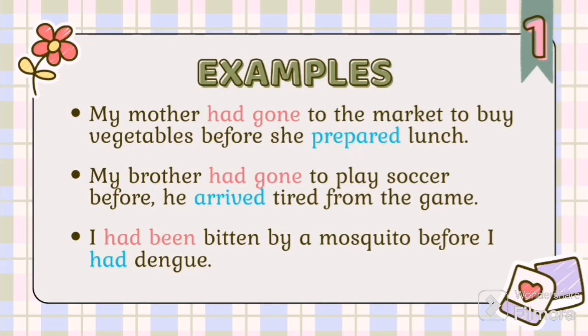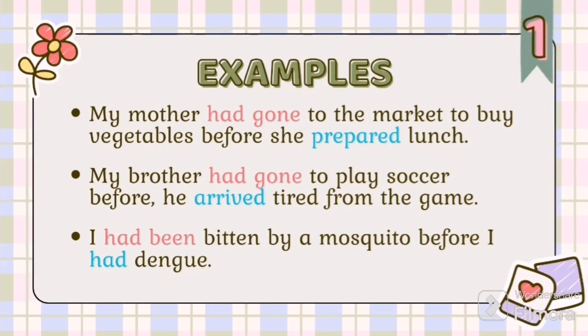Now, the next example, my brother had gone to play soccer before he arrived tired from the game. My brother is the subject, then the auxiliary verb had, plus the main verb gone. Then we have the second verb, arrived, in form simple past.